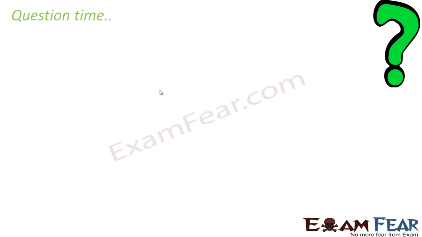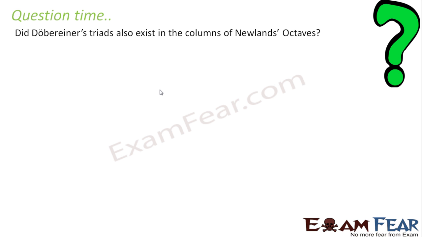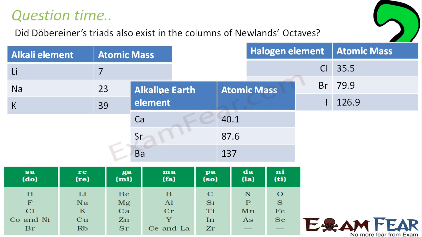And then a new person came, but before that, let's go for some questions. The first question is, did Dobereiner's triads also exist in Newlands' law of octaves? So let's see this. This is my Dobereiner's triads, the blue one, and my Newlands' law of octaves in the green one. Lithium, sodium, potassium. Is it there? Yes, lithium, sodium, potassium is there. That means this triad exists.